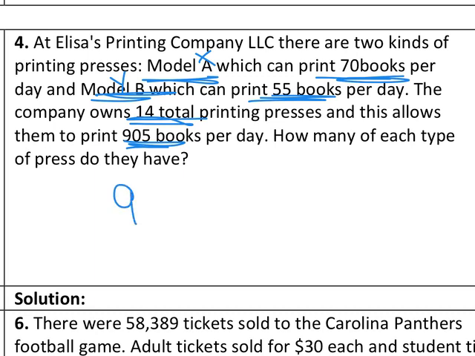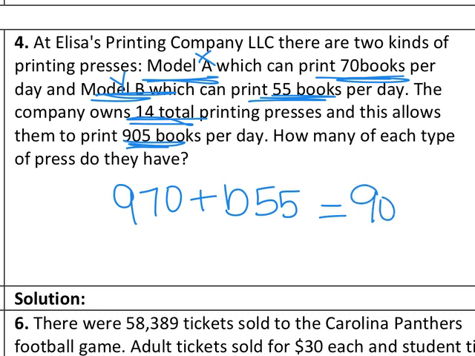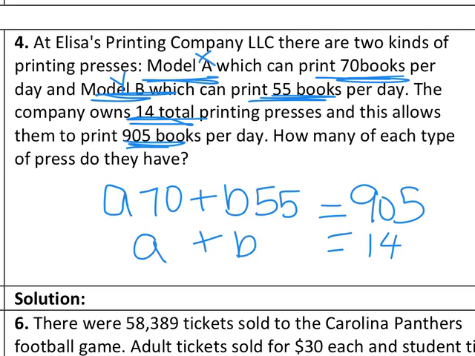Model A can print 70 books per day, and Model B can print 55 books per day, for a total of 905 books a day. The company owns 14 total printing presses, so I know the number of Model A's plus the number of Model B printing presses that they have equals the 14 total printing presses that they have. There's your two equations for that one.